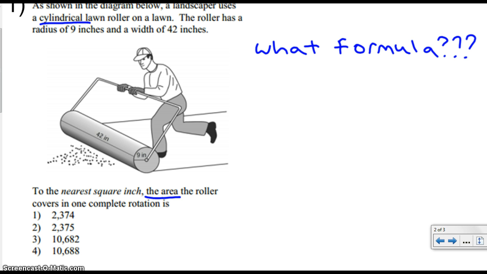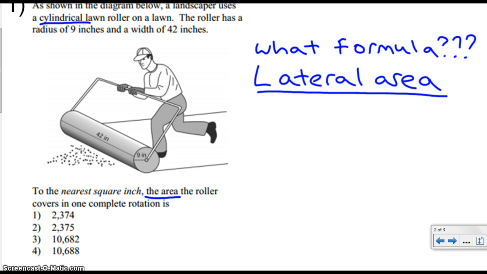Do I care about the difference between surface area and lateral area? The difference is the bases. The surface area includes the bases. Do the bases help me know what area the roller covers when it rolls on the ground? I don't think so. I don't think so either. I think it's only the lateral area, this area on the side, that's going to help us out.